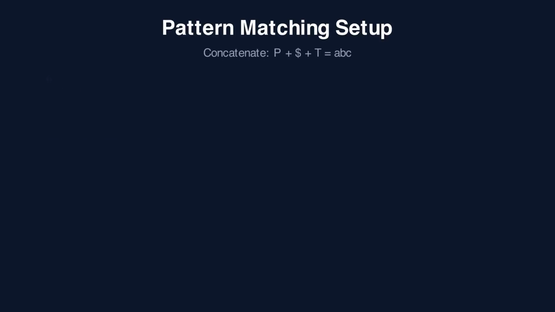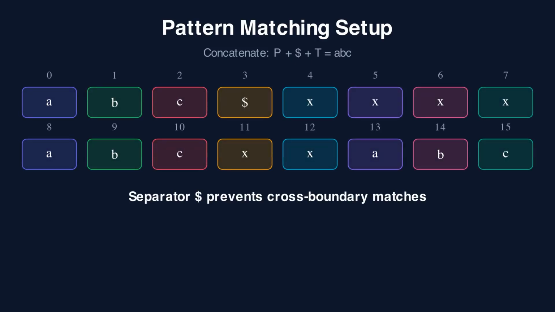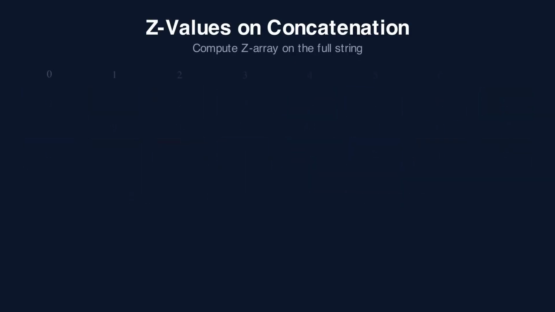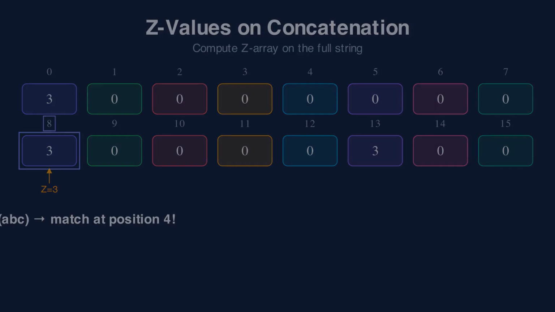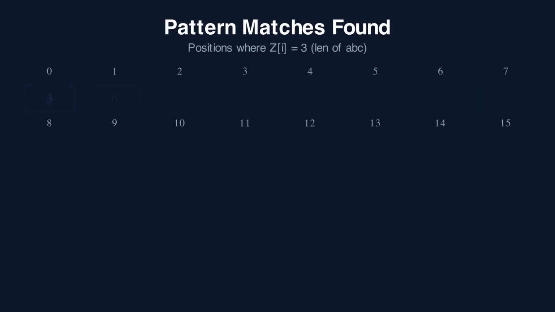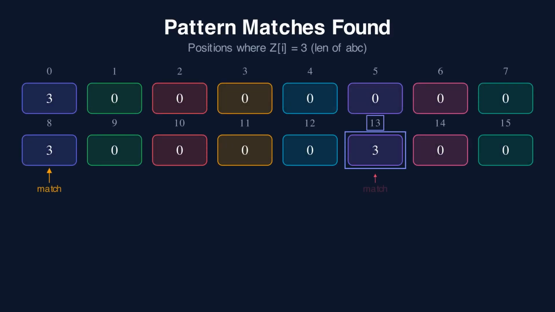Now for the clever part, the Z-box optimization. We maintain a Z-box defined by an [l, r] interval representing the rightmost substring that matches a prefix. If our current index i falls within this Z-box, we can use the Z value of its mirror index i minus l to potentially speed up the calculation of Z[i], avoiding redundant character comparisons.